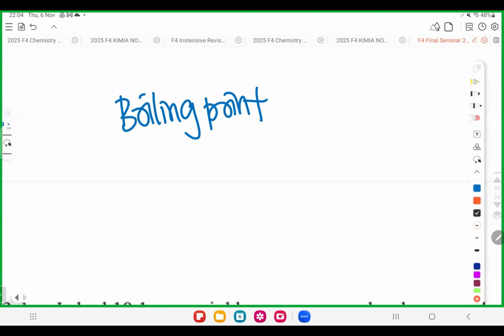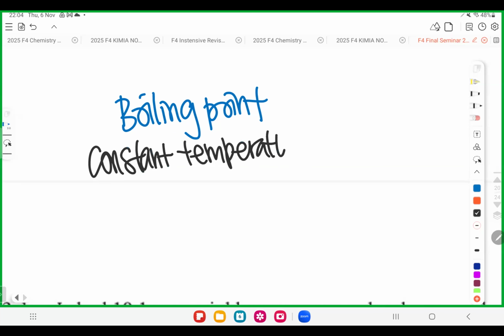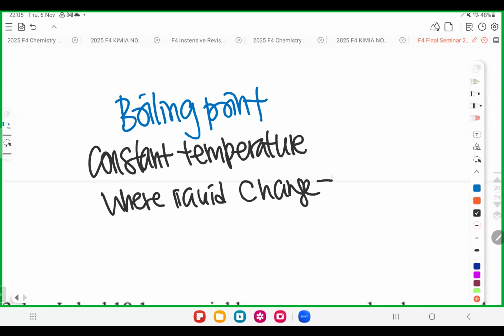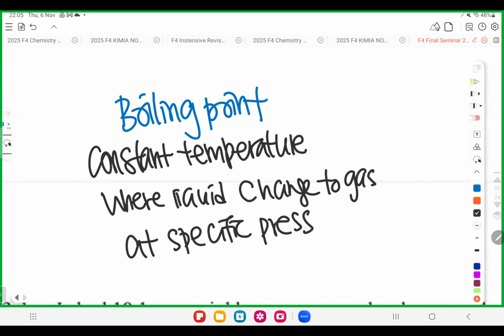Okay, very good. I can see a better improvement now. You see, boiling point is a constant temperature. Boiling point is a temperature, and this temperature never changes, it is constant. What happens during boiling? Okay, liquid changes to gas. And make sure everyone mentions at specific pressure. You get it? So you see, can you see you are improving or not?